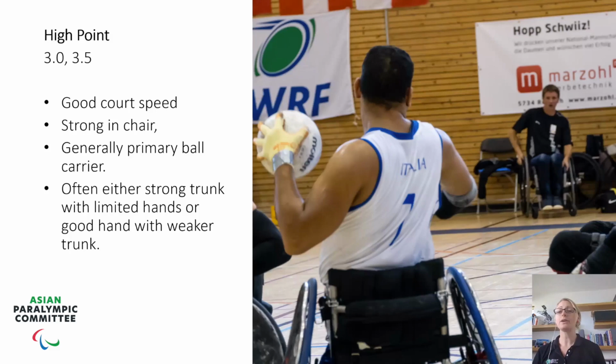So the athlete you can see in the picture here has good trunk strength. You can see from the way he's turned in his chair, a really good hand, that he's holding that ball really solidly with one hand. What you can't see there is there's no hand on the other side and no legs.